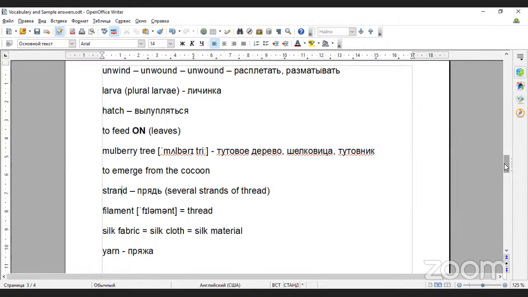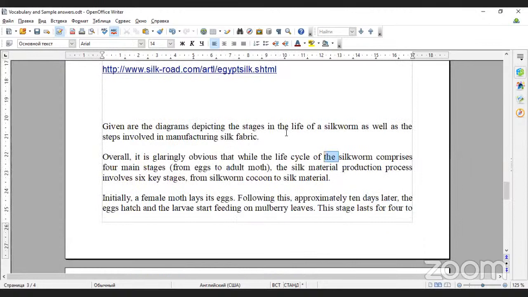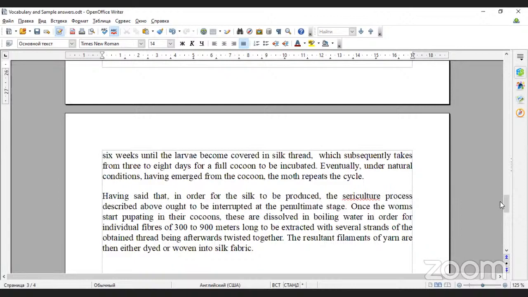Okay, so we already looked at the introduction and the overview. And now, here's the process description itself. Initially, a female moth lays its eggs. Following this, approximately 10 days later, the eggs hatch and the larvae start feeding on mulberry leaves. This stage lasts for 4 to 6 weeks until the larvae become covered in silk thread, which subsequently takes from 3 to 8 days for a full cocoon to be incubated. Eventually, under natural conditions, having emerged from the cocoon, the moth repeats the cycle.